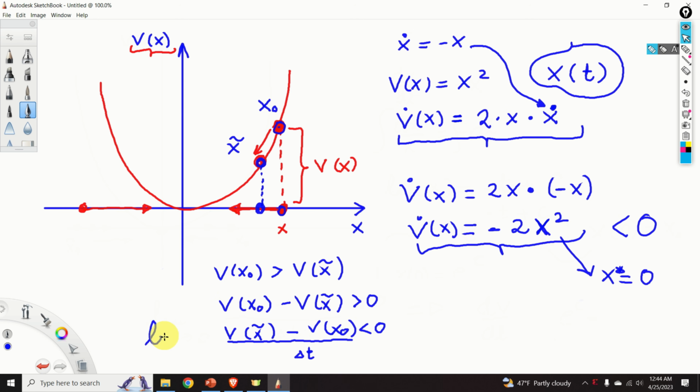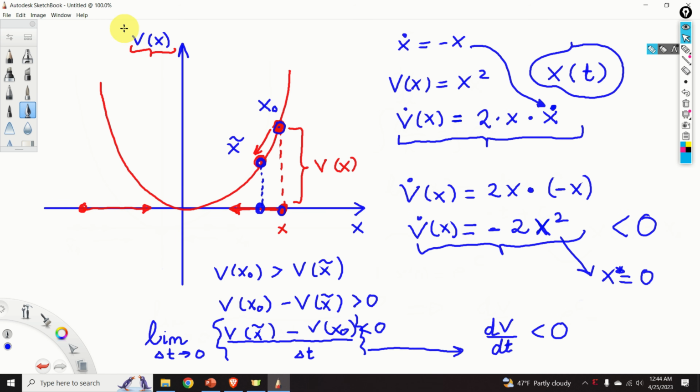And then let's take the limit value when delta t goes to 0 of this expression. This expression is nothing less than the definition of the first derivative of v with respect to time along the state trajectories. And this first derivative is smaller than 0, since our function v of x decreases. And this is the intuitive explanation of the Lyapunov stability theorem.